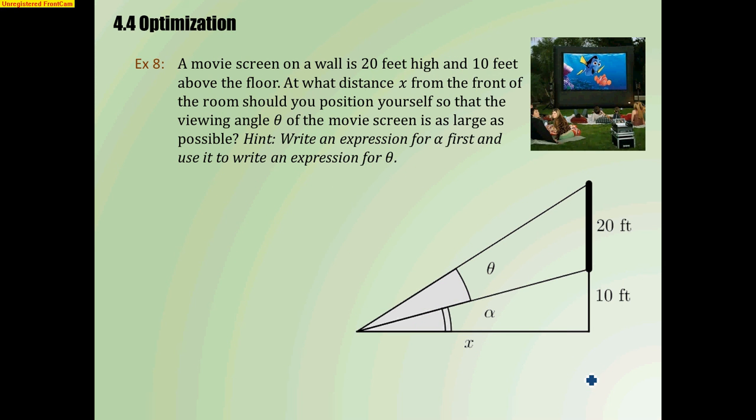Alright, last one. We're going to do a movie screen this time. A movie screen is on a wall that is 20 feet high and 10 feet above the floor. At what distance from the front of the room should you position yourself so that the viewing angle of the movie screen is as large as possible? So, at what distance so that an angle is maximized?